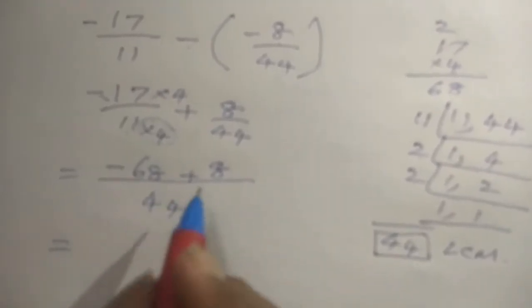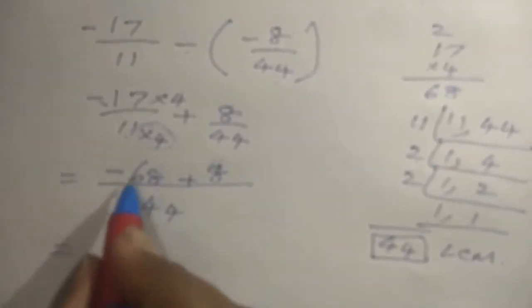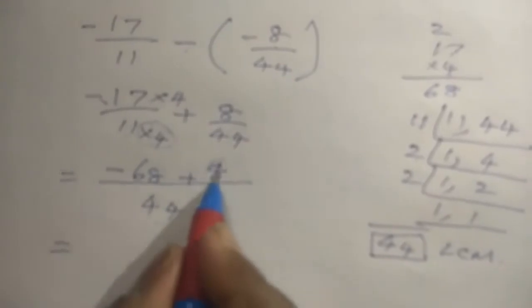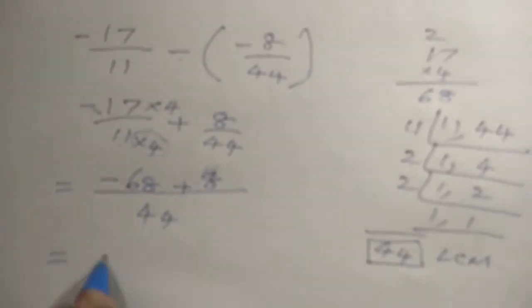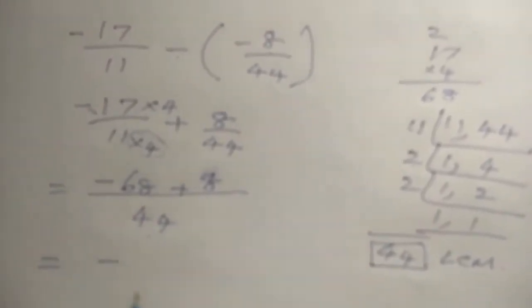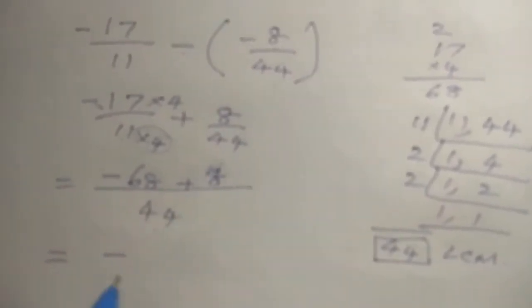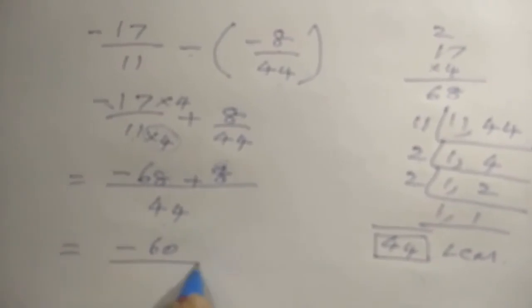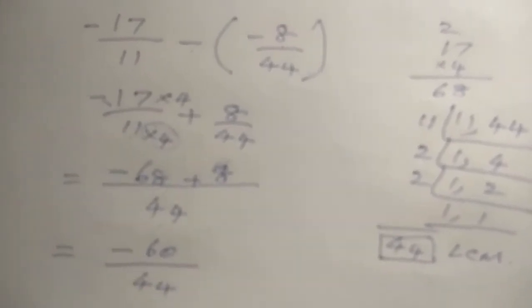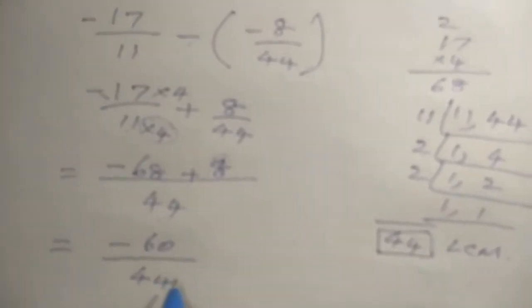So here we are having a smaller number minus a bigger number. So a smaller number minus a bigger number will have a negative sign. So minus. So can we subtract here? 68 minus 8 is equal to 60. So it is minus 60 by 44. But is this the final answer? No, still we can simplify this one inside.